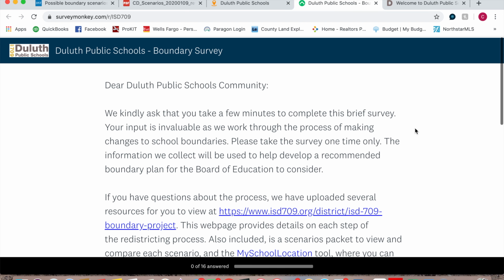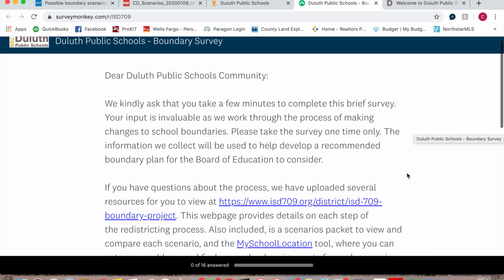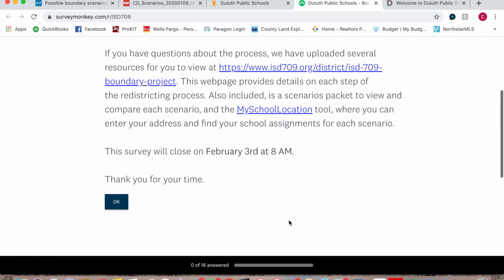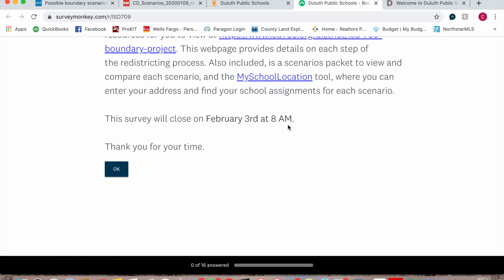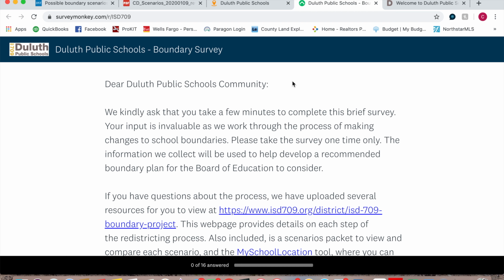Just to jump over, there's a Survey Monkey out there for the school district, ISD 709. They're looking for public comment on these three options, and the survey will close on February 3rd, which is Monday at 8 a.m. So you've got this weekend to get your public comment in. The third-party company that the district has hired to do this research will take that survey information into context, and then they will present a final recommendation to the school district.